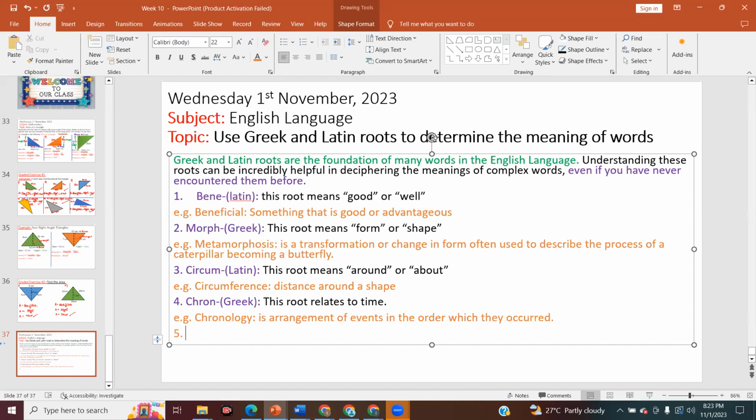A lot of us are familiar with this one. This one is aqua. What does aqua mean? Water. Water. Right. Very good.